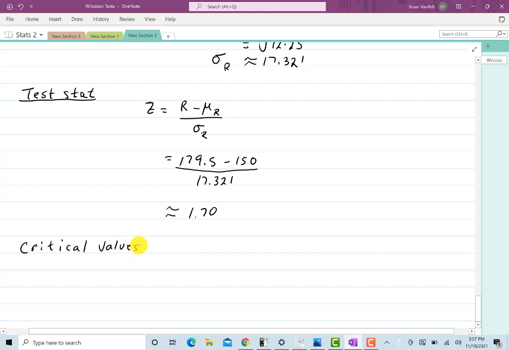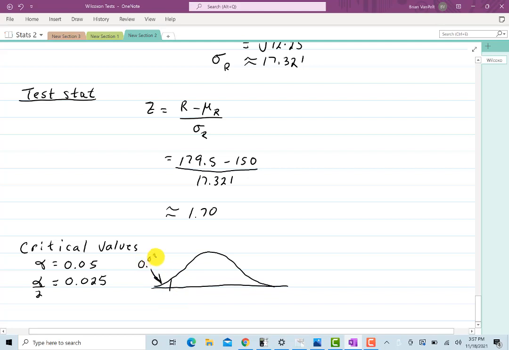Here, let me see what alpha was. Alpha was 0.05. So alpha over 2 equals 0.025. So what we're looking at is a two-tailed test, remember. So I want 0.025 over there, 0.025 over there. Let's get these numbers.